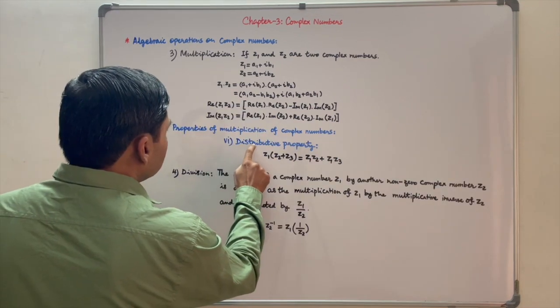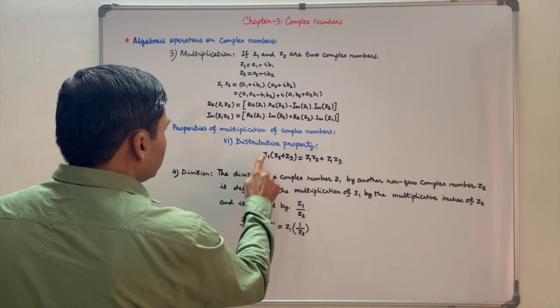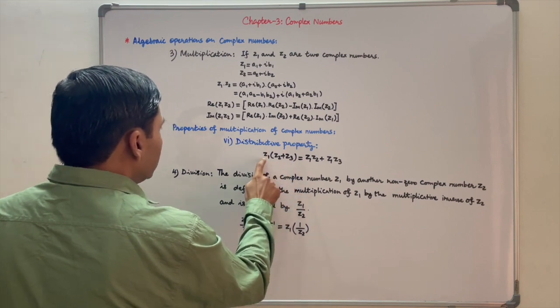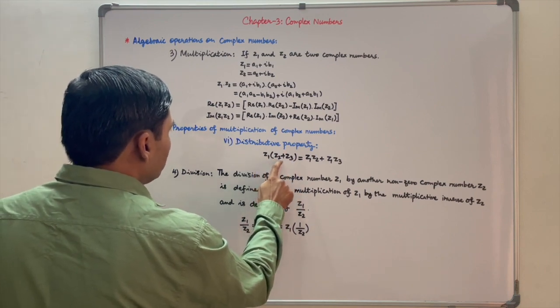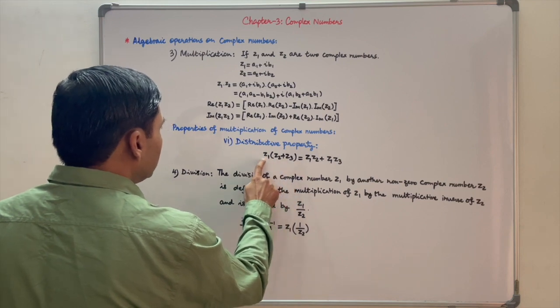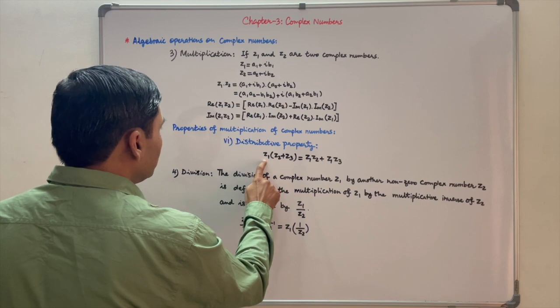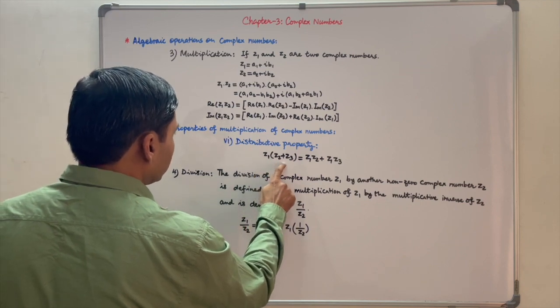Sixth property is distributive property. Suppose z1, z2 and z3 are three complex numbers. Then z1 into in bracket z2 plus z3 is equal to z1 z2 plus z1 z3. This is called distribution over addition of complex numbers.